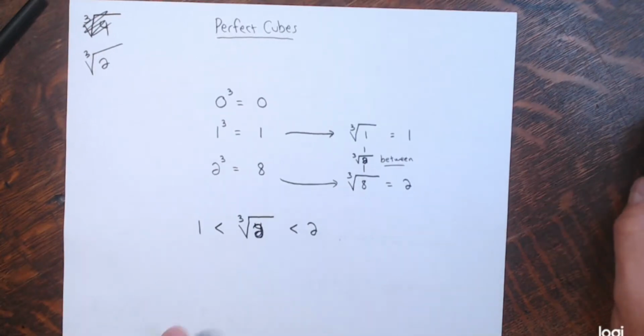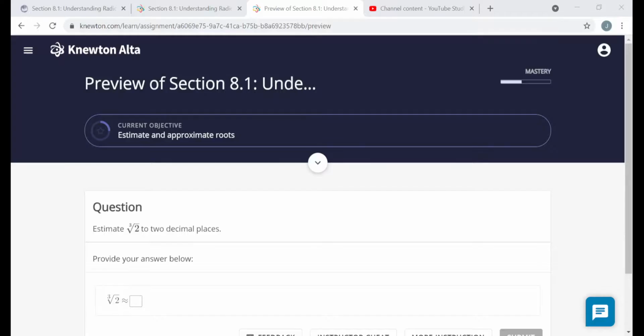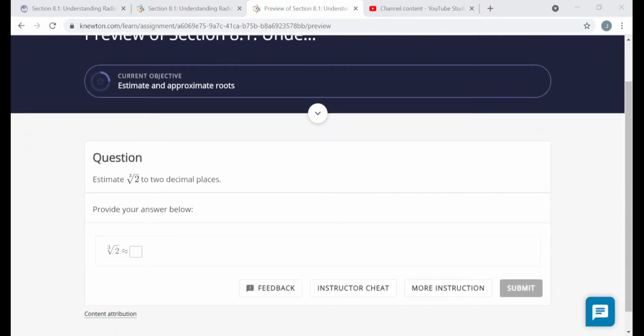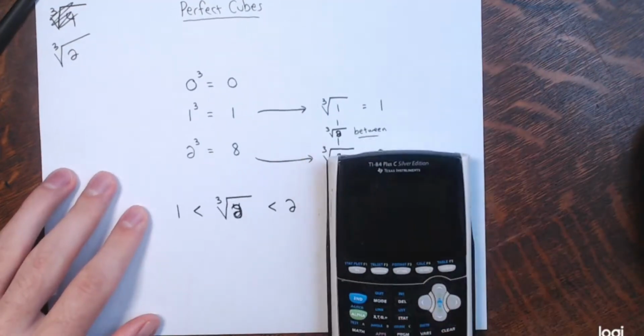And if you were to enter the cube root of 2 into a calculator, it would be 1 point something. But we're not asked to do that. Oh, wow. Read instructions. Read instructions. So yeah, I guess I am using a calculator. Estimate the cube root of 2 to 2 decimal places. So my apologies, I thought we were approximating there, or I thought we were estimating, sorry. So I'll bring the calculator back up.